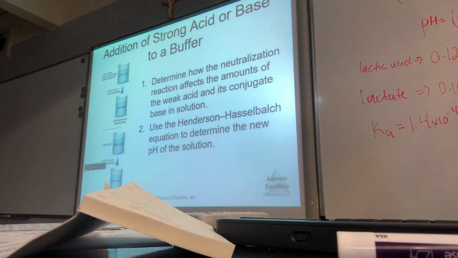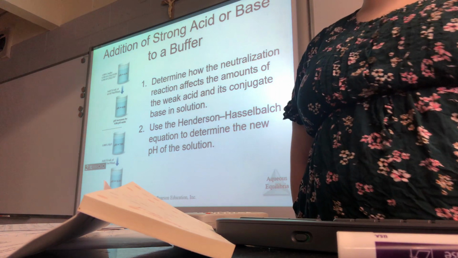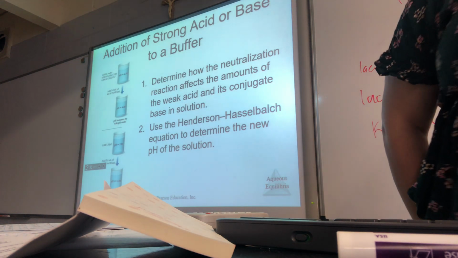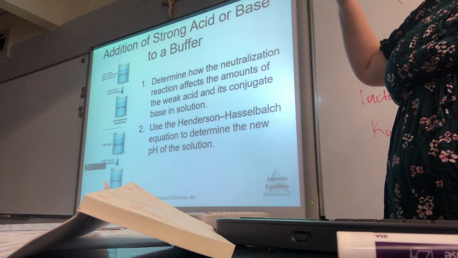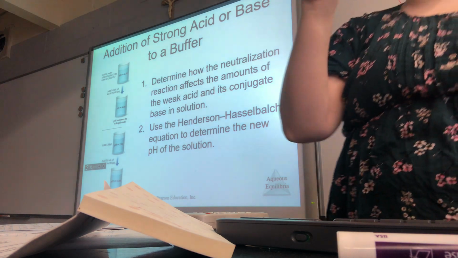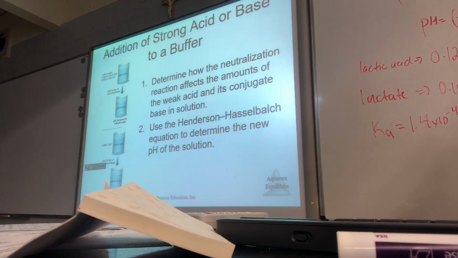In other words, what we're saying is we have to start with a balanced equation and an ice table to figure out what happens at equilibrium before we can plug stuff in to the Henderson-Hasselbalch. Fancy way of saying that. We're going to start with an ice table. We're going to move into Henderson-Hasselbalch. And we're going to use the principles of strong acids and bases to help us understand what happens as far as the change is concerned.